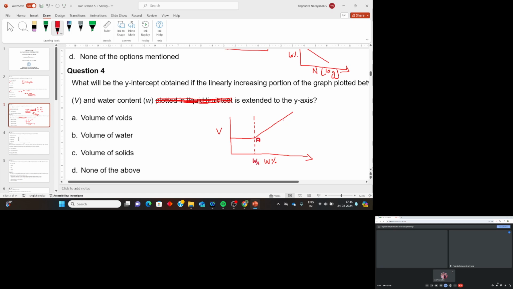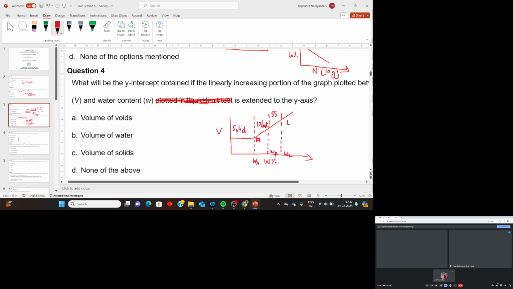After that, it starts increasing linearly at a higher water content. Below this it is a solid matrix. Then it will be in the plastic state, and before that in the semi-solid state. So this is the shrinkage limit, this is the plastic limit, this is the liquid limit. Here it will be in the liquid state.